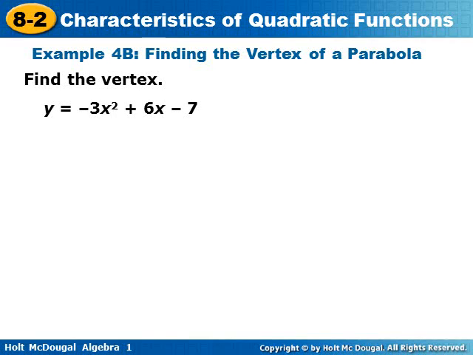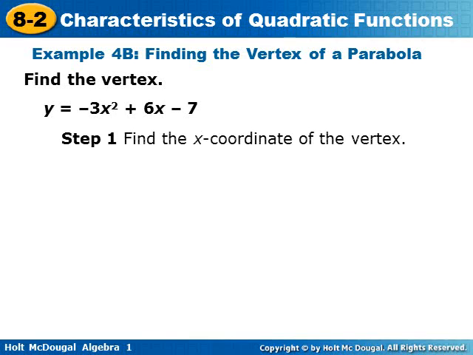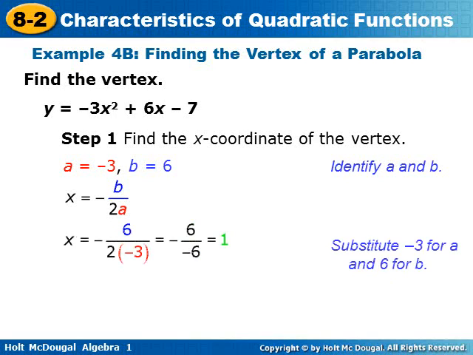Find the vertex of y equals negative 3x squared plus 6x minus 7. So step 1, we're going to find the x-coordinate of the vertex. We're going to do this using the equation since a graph wasn't given. So we identify a and b. A is negative 3 and b is 6. We're going to plug it into our axis of symmetry equation, x equals negative 1 times b divided by 2 times a. So we substitute in 6 for b and negative 3 for a, and then reduce and end up with 1. That will be the x value of our vertex.